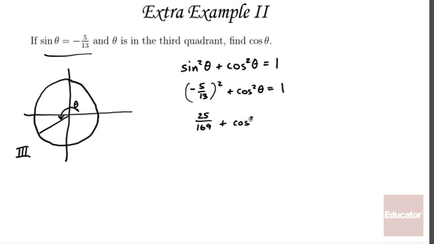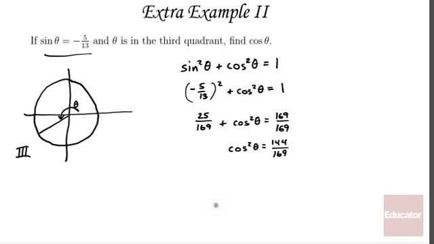Plus cosine squared theta is equal to, well, I'm going to have to subtract the 25 over 169, so I'll write 1 as 169 over 169. And then I'll subtract 25 over 169 from both sides. I'll get cosine squared theta is 144 over 169.